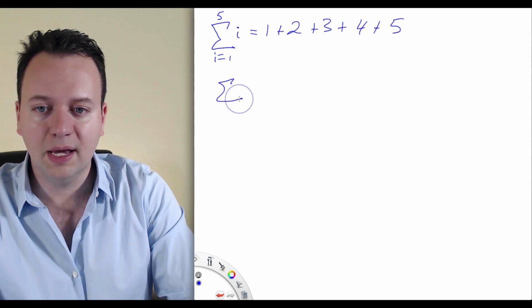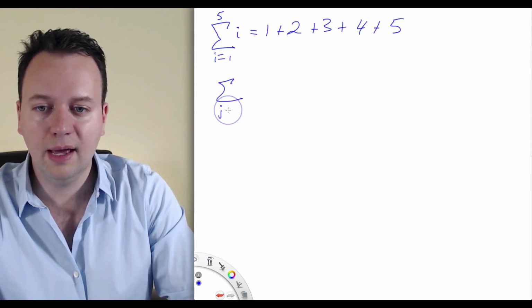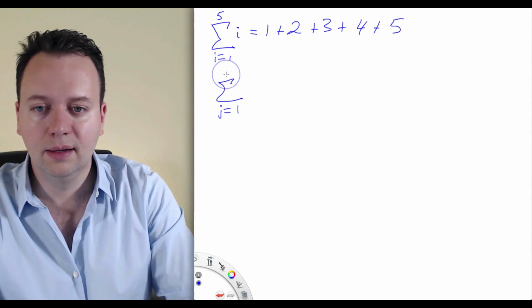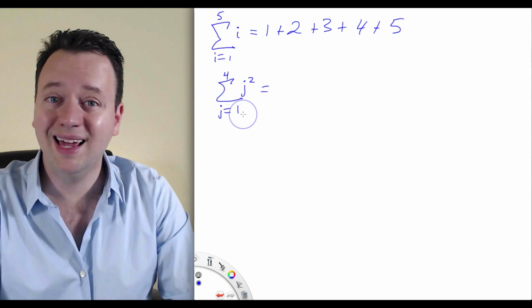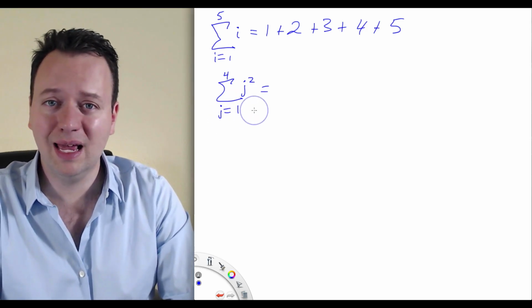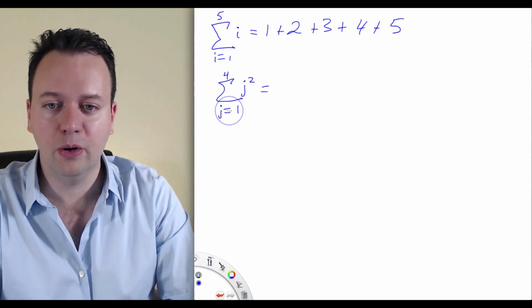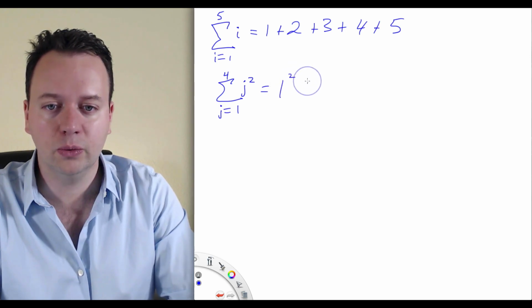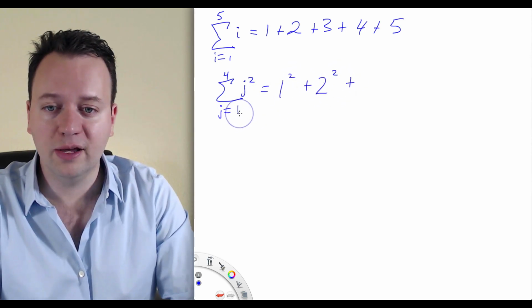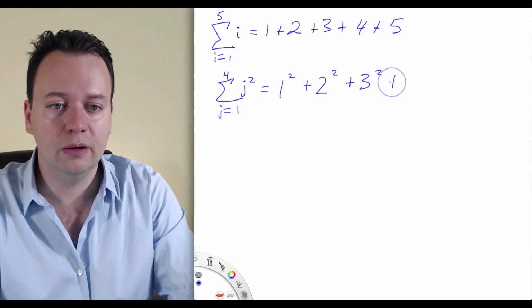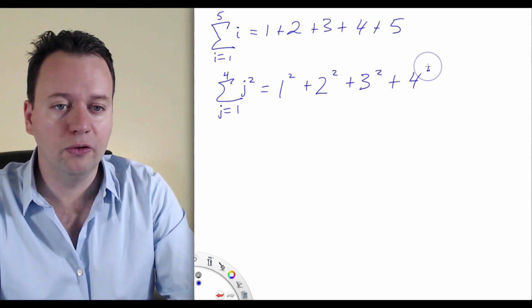Another example, let's do a different index of summation. So let's say j equals 1 to 4 of j squared. So in this case, instead of i, we have j, but it's the same game. We replace j with 1, we get 1 squared. We replace j with 2, we get 2 squared. We replace j with 3, we get 3 squared. Replace j with 4, we get 4 squared.